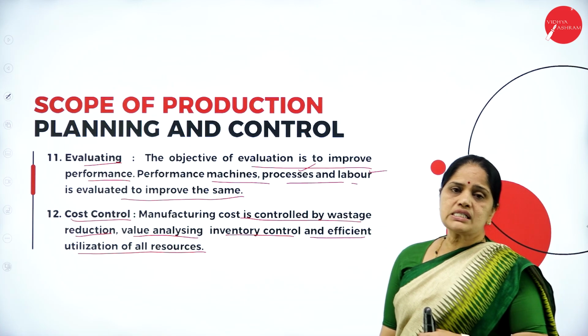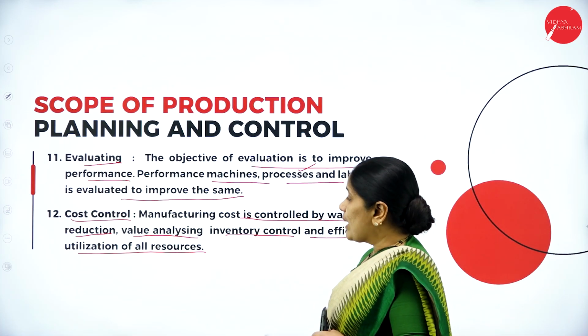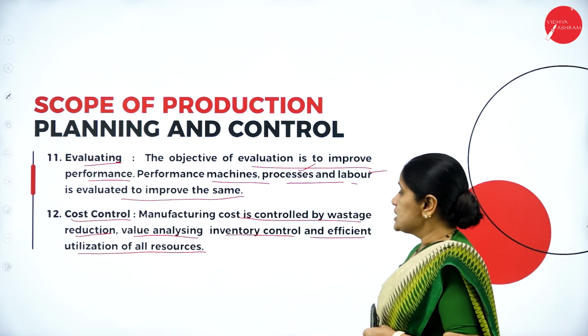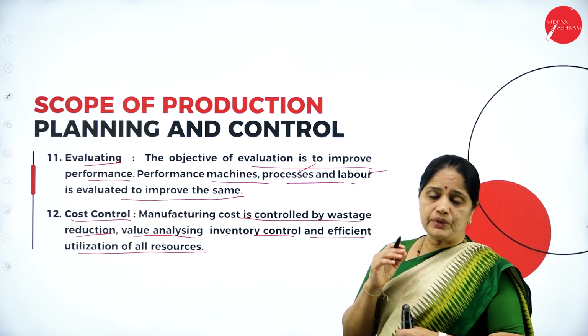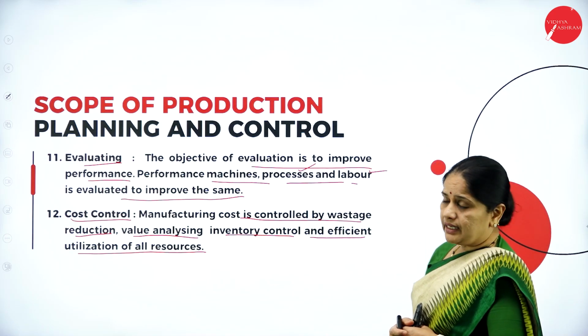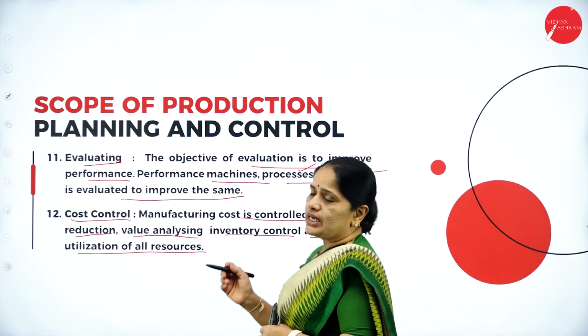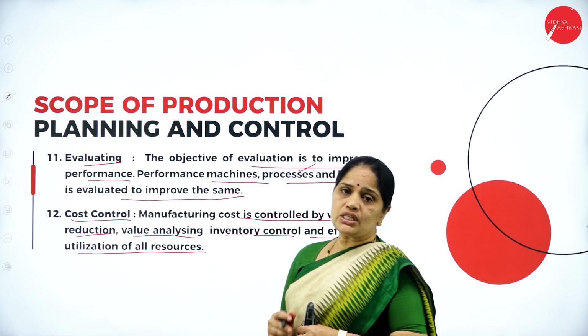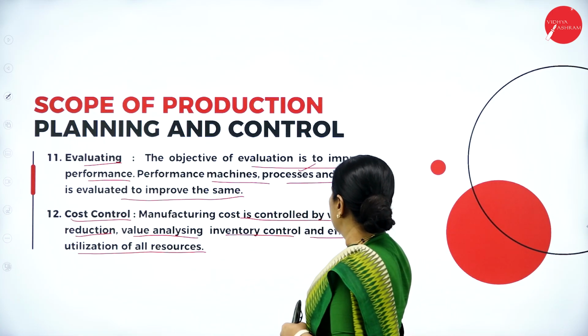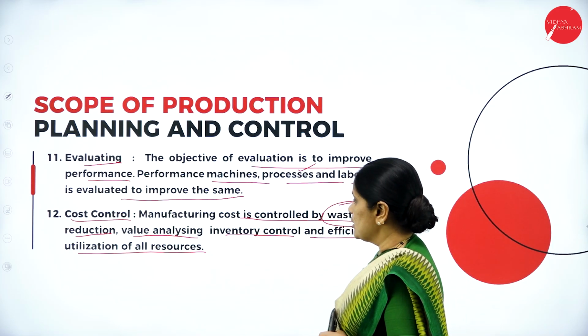Now this cost control is an important aspect of the production house. So why is it important? Because only when you have a reduction in the cost, you will be able to have higher profits. So it is controlled by wastage reduction. So how do you manage the cost control? The first aspect is to reduce the wastage which is coming out of the production house.